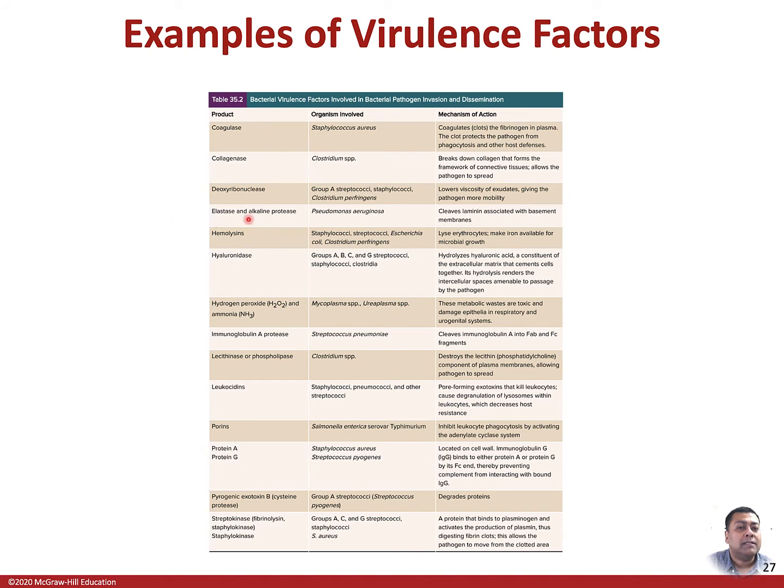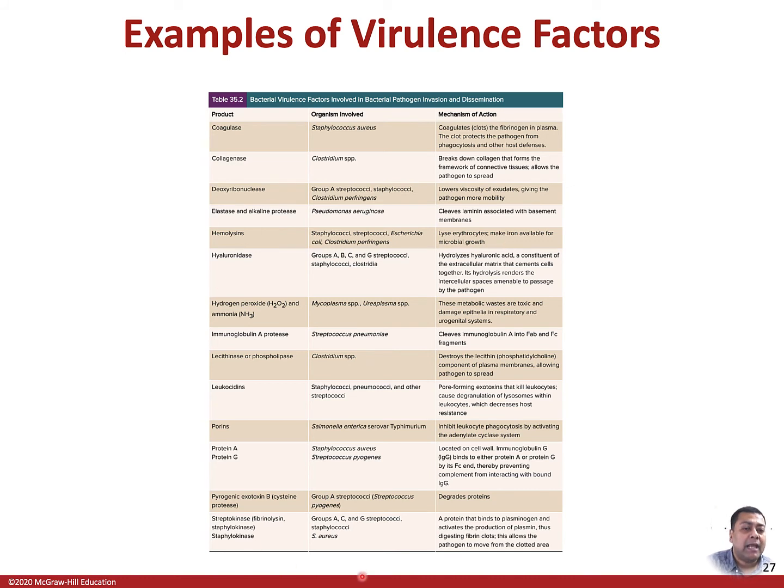So you can see collagenase, elastase, hyaluronidase, lecithinase are produced by a variety of different types of bacteria. They can all destroy the connective tissues. On the other hand, there is a third group, the hemolysins, which are produced by a number of bacteria. They will lyse the red blood cells and make them available for microbial growth. And there is another one known as leukocidins. These are produced by some bacteria, Staphylococcus and Streptococci, which produce pore-forming exotoxins to kill the white blood cells. So the leukocidins essentially kill the white blood cells, whereas the hemolysins basically lyse the red blood cells.